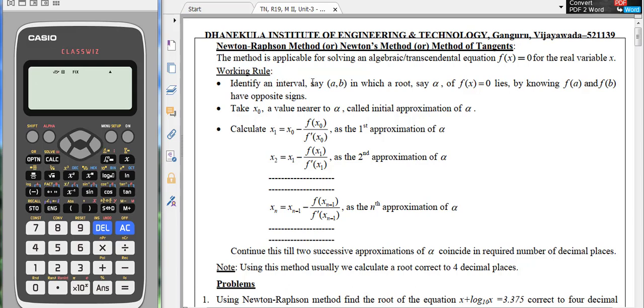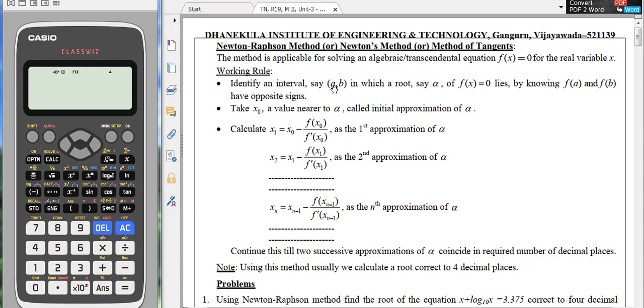In the first step we identify an interval (a, b) in which a root of the equation f of x is equal to 0 lies, by knowing that f of a and f of b have opposite signs. Whenever f(x) is a continuous function and f(a) and f(b) have opposite signs, with the help of the intermediate value theorem we can confirm that a root of the equation lies in the open interval (a, b), and let that root be alpha.